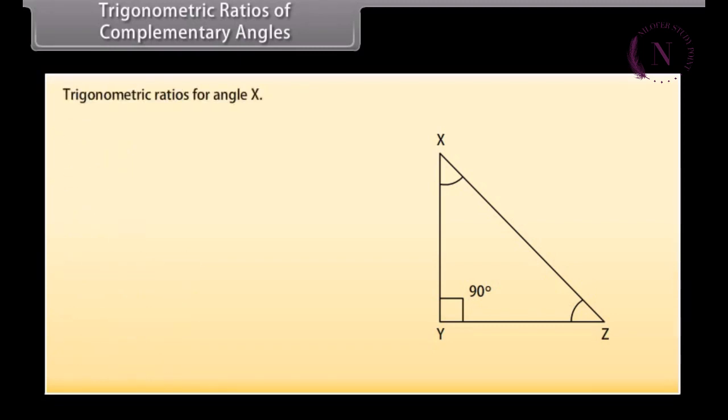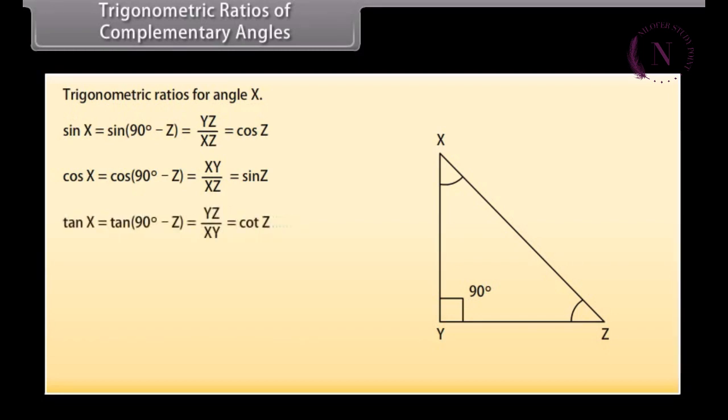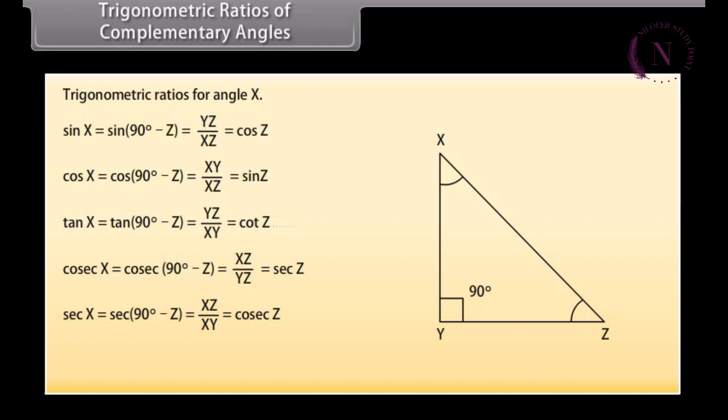Let us now list the trigonometric ratios of angle X. Sin X is equal to sin (90 degree minus Z) equals YZ upon XZ equals cos Z. Cos X is equal to cos (90 degree minus Z) equals XY upon XZ is equal to sin Z. Tan X is equal to tan (90 degree minus Z) equals YZ upon XY equals cot Z. Cosec X is equal to cosec (90 degree minus Z) equals XZ upon YZ equals sec Z. Sec X is equal to sec (90 degree minus Z) equals XZ upon XY equals cosec Z. Cot X is equal to cot (90 degree minus Z) equals XY upon YZ equals tan Z.